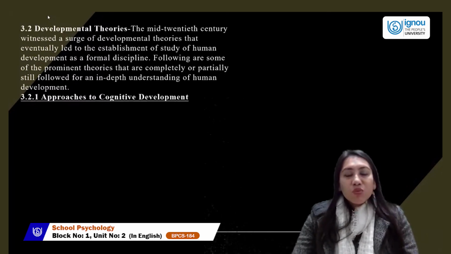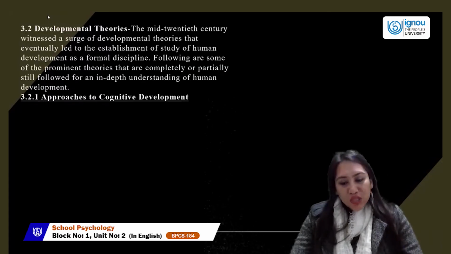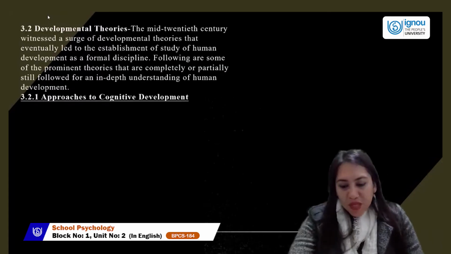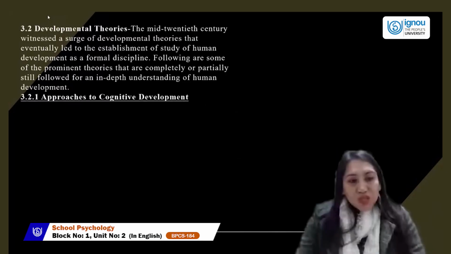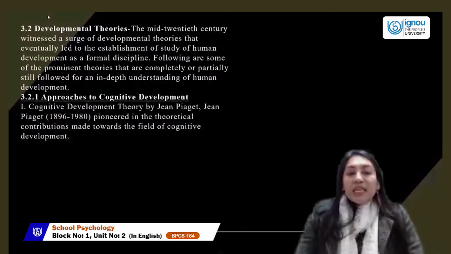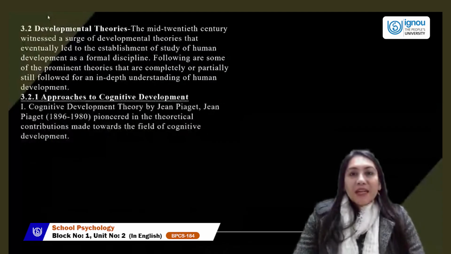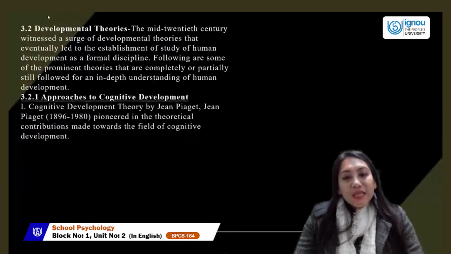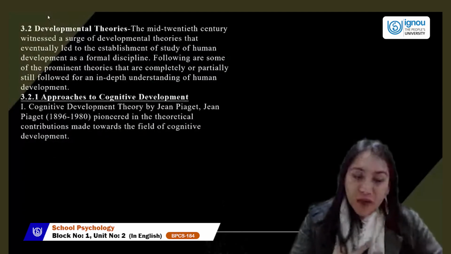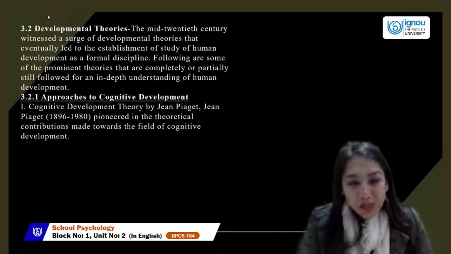So we start with something which has had a prominent impact on human development, which is one of the most important and first approaches of cognitive development. That is Jean Piaget. Jean Piaget was a French psychologist, and he pioneered theoretical contributions to human development. He extensively studied the cognitive development of humankind and made us understand how cognition is an important aspect of us, and without that, it's difficult to grow and understand the world around us.